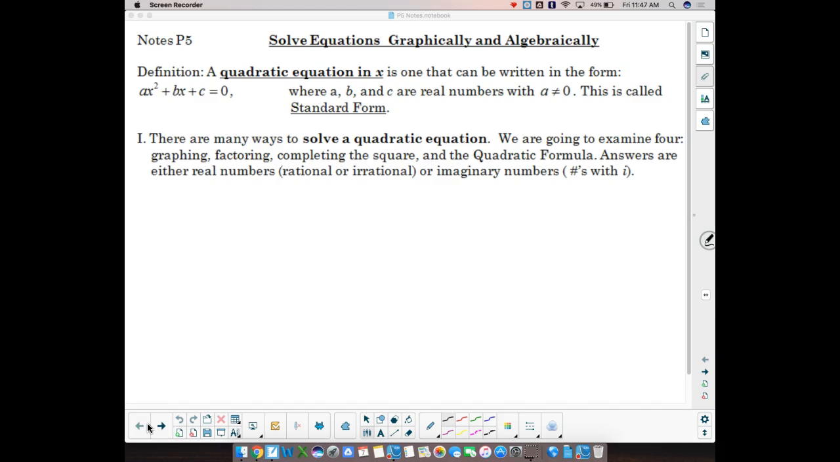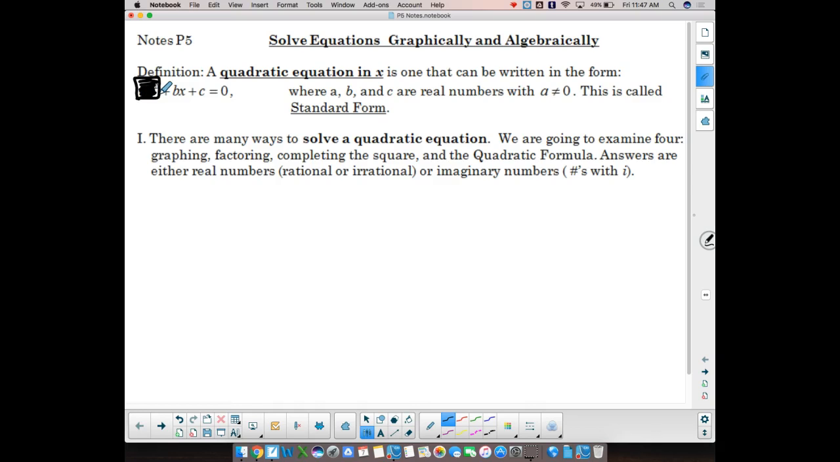Why do we need a to be a number? What if a is 0? What happens to this term if a is 0? It goes away, right?